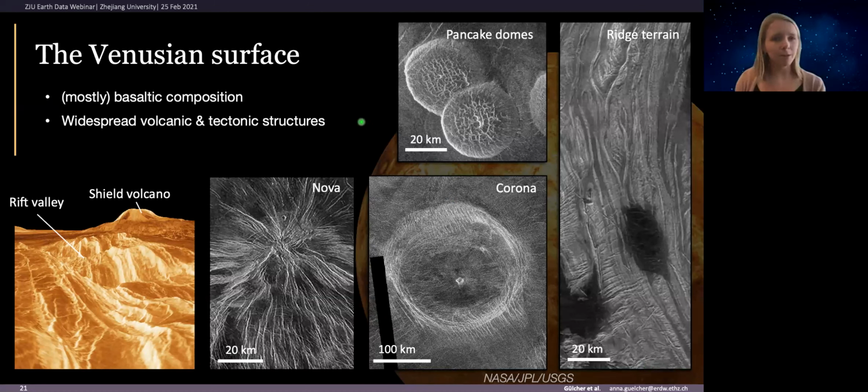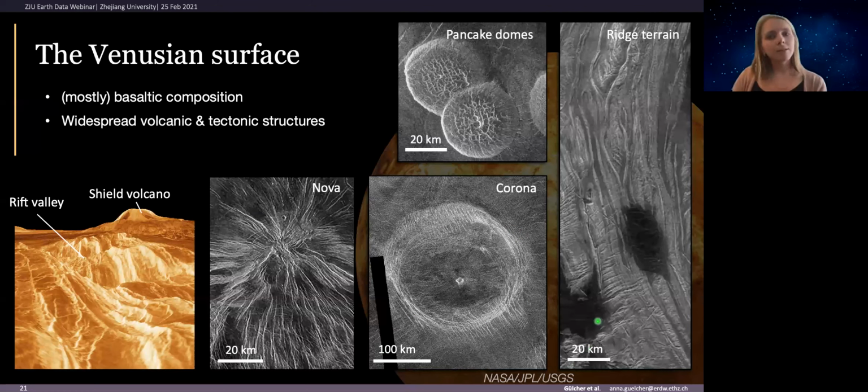So we have these kind of pancake domes that are a little bit flat, flat domes of only 10 kilometers long, but you also have many mountainous terrains like these ones here on the right. You see various rift valleys, volcanoes of different sizes and sorts, but also nova and corona structures, to which I will get back to in just a minute. And these two structures here are unlike any that we have seen on Earth.